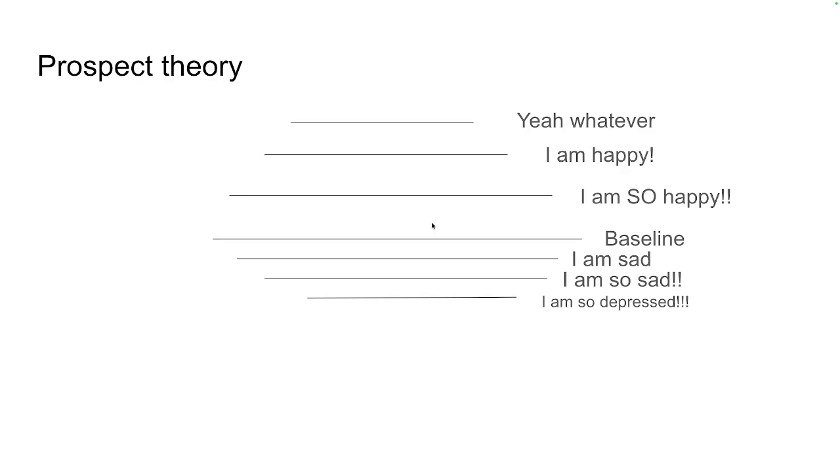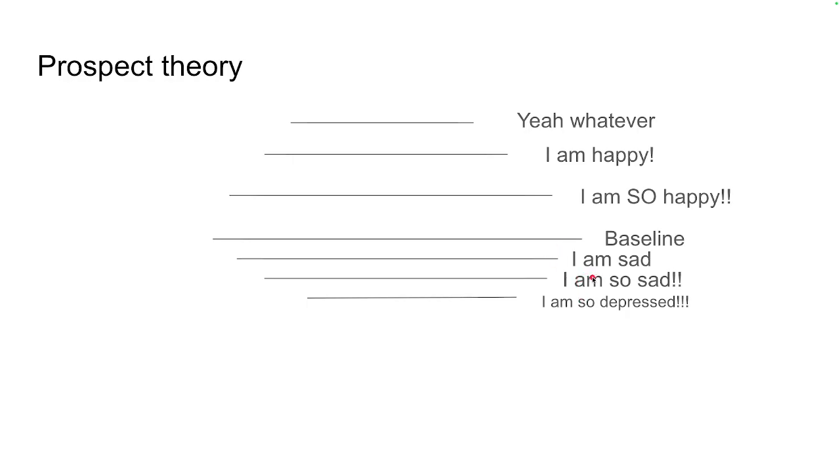Before jumping into KTO, we have to discuss prospect theory. In prospect theory, suppose this is your baseline level of emotions, and if something good happens, you say, oh, I'm so happy about this. If something even better happens compared to baseline, you say, okay, I'm happy. And if something better happens after that, your happiness saturates and you say, oh yeah, whatever. But sadness and negative outcomes have a different kind of relation. Suppose this is your baseline, and something a little bad happens to you.